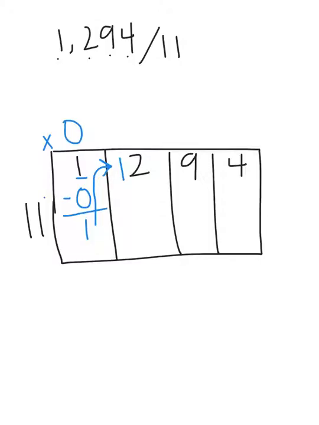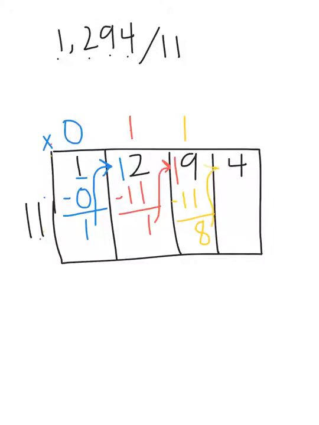How many times can 11 go into 12 without going over? It can go in 1 time. 1 times 11 equals 11. So we're going to subtract. 12 minus 11 equals 1. And then we're going to bump that over to the next box. Now we have 19 in the next box. How many times can 11 go into 19 without going over? Again, just 1 time. 1 times 11 equals 11. So we're going to subtract, and we're left with 8.